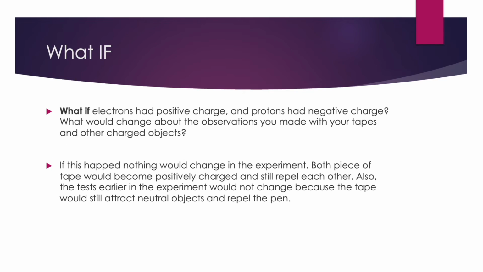What if electrons had positive charge and protons had negative charge? What would this change about the observations we made and on the charged tapes? If this happened, nothing would change in the experiment. Both pieces of the tapes would become positively charged and still repel each other. Also, the tests earlier in the experiment would not change because the tape would still attract neutral objects and repel pens. A positive charged object would still attract neutral objects because it would still polarize the object attracting it.